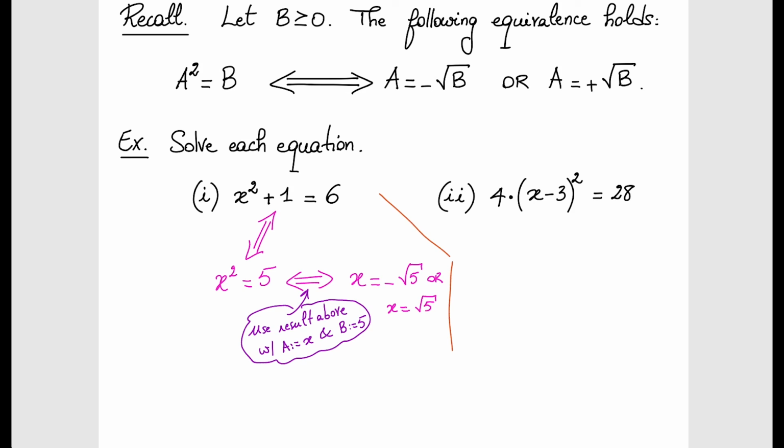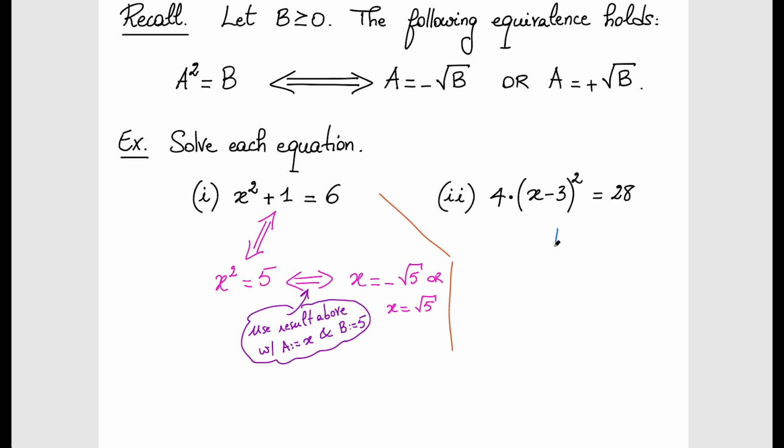Part 2. 4 times the square of x minus 3 is equal to 28. Well, I don't see yet that I have this setup. I see a square, but I have a 4. Well, there are multiple ways to finish this. Let's finish it in the most natural way. How about we divide both sides by 4?